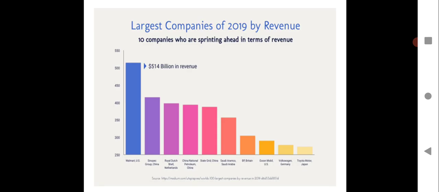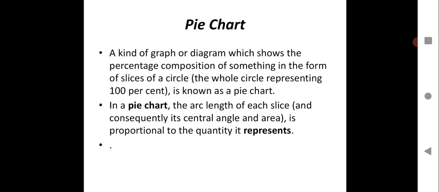Again, 10 companies who are sprinting ahead in terms of revenue. So how much revenue they are generating in a given year, that is 2019. This can also be depicted with the help of the graph. So how useful a bar graph is, you can easily understand from here.